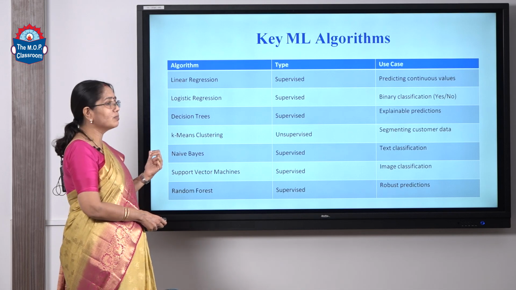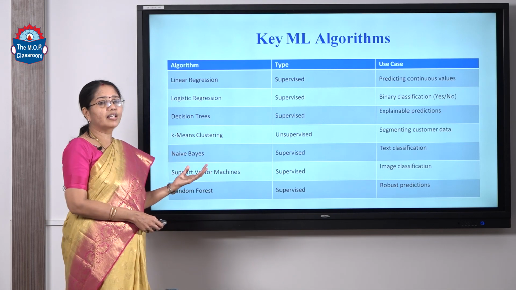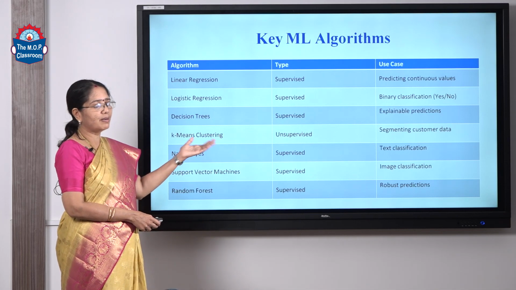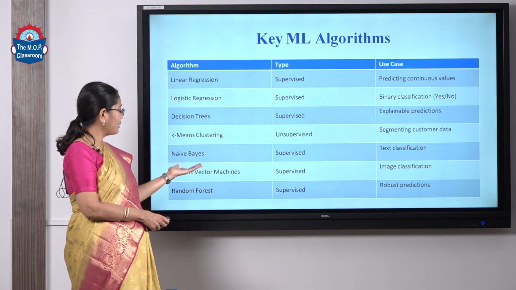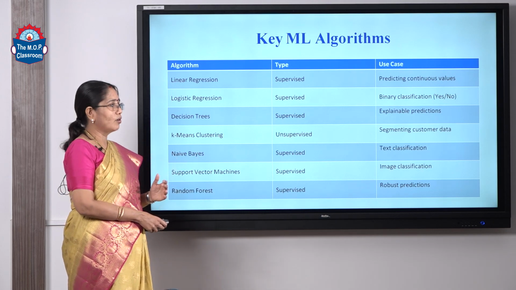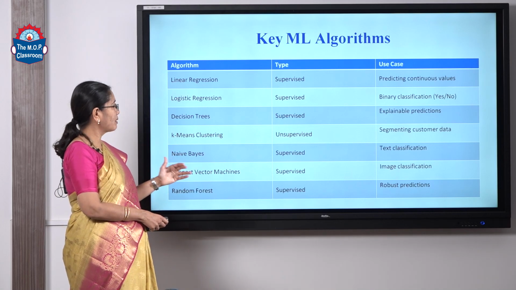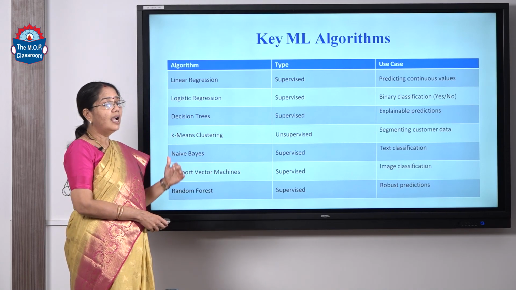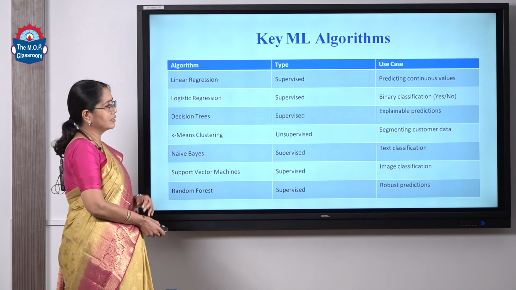And we have algorithms like k-means clustering which can be used for unsupervised learning. Here we can use this model for segmenting customer data, and we have the random forest algorithm, again which can be used for supervised learning and so on. So we have several algorithms available under supervised learning, unsupervised learning, semi-supervised learning, and each of these algorithms can build its own model and predict its outcome.